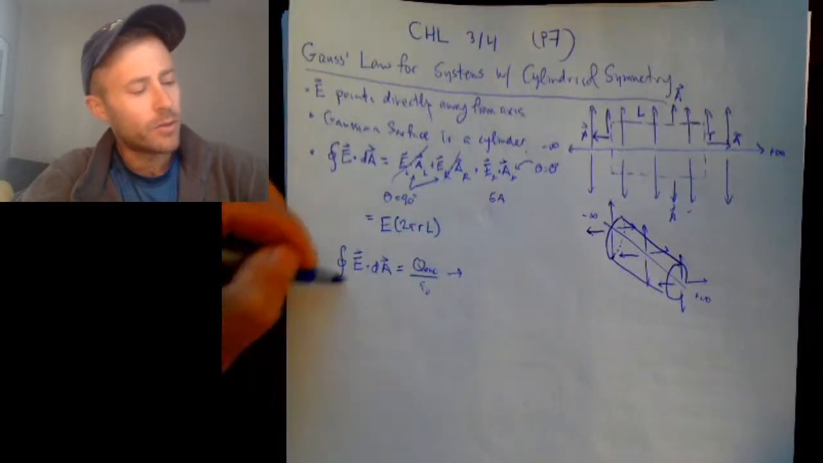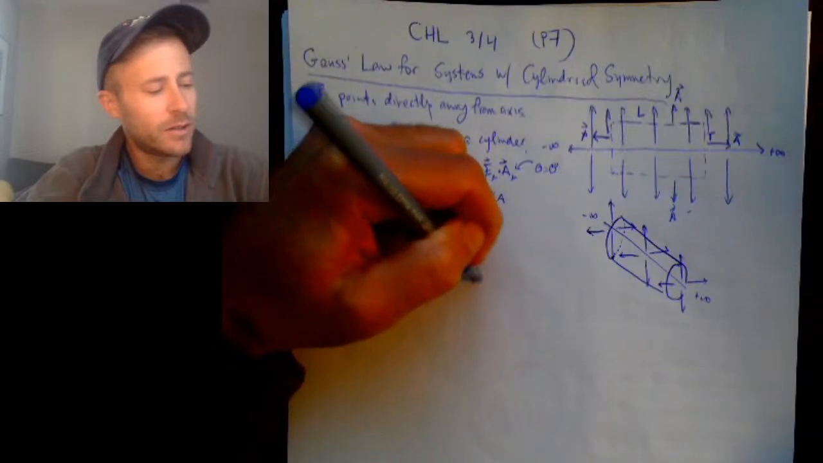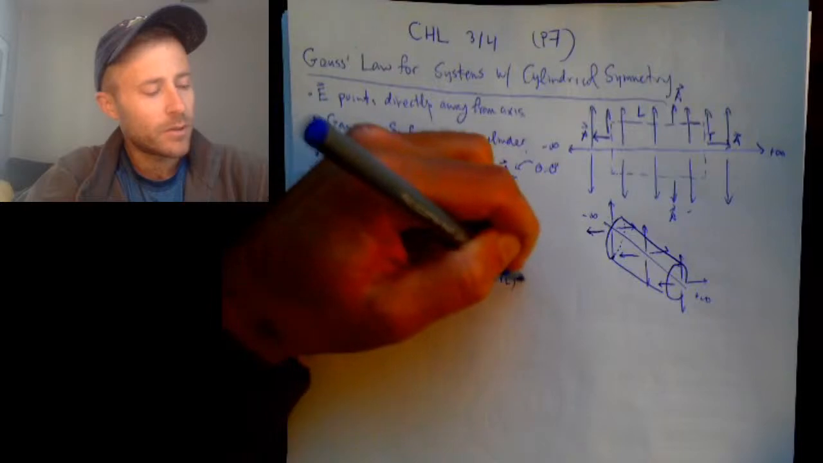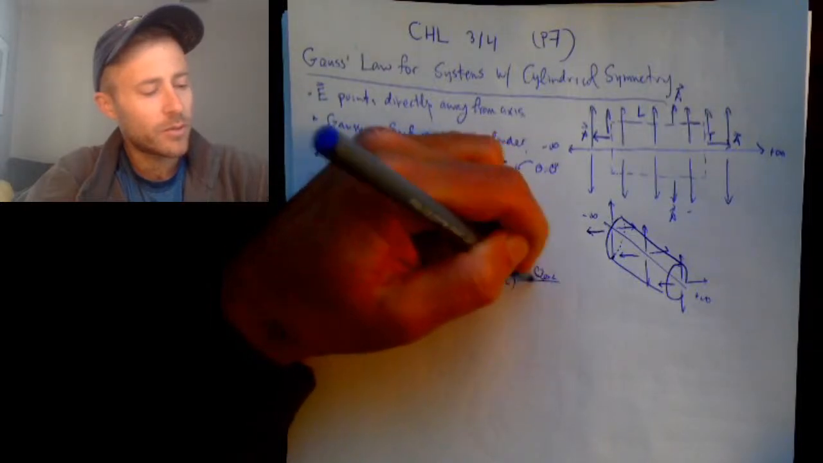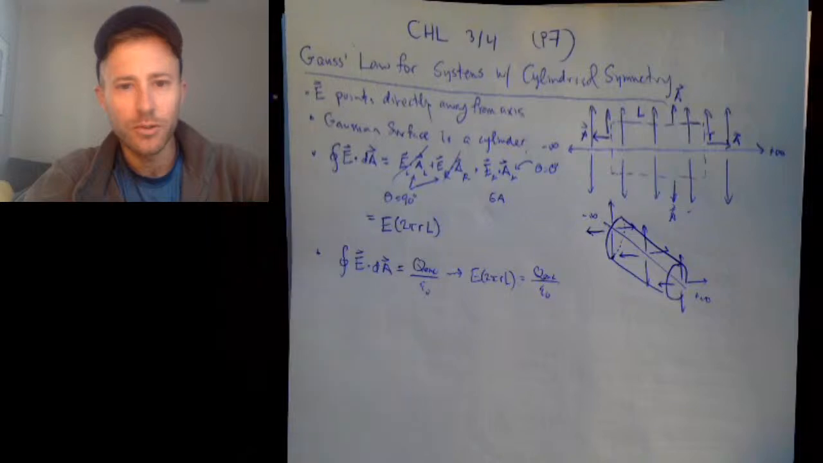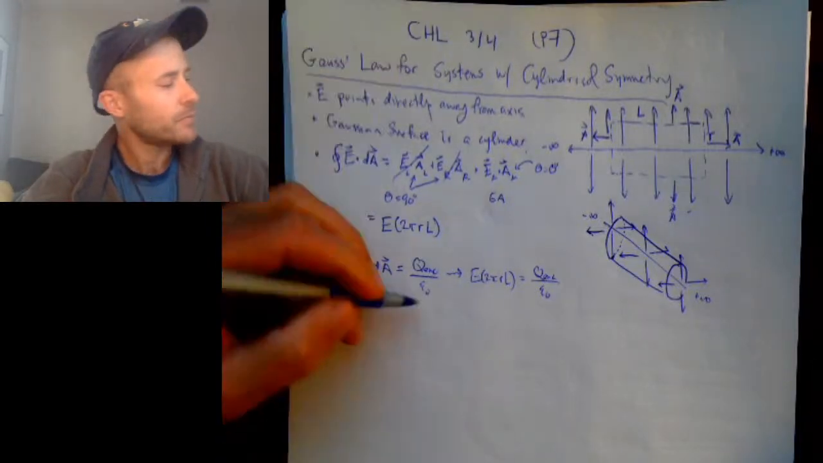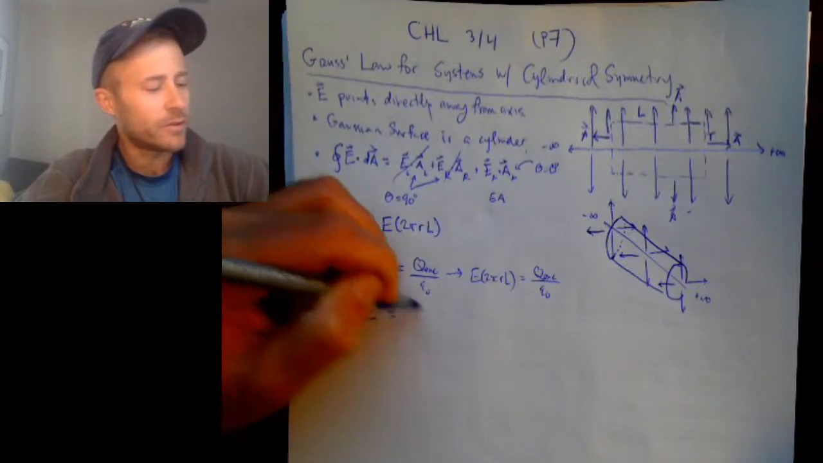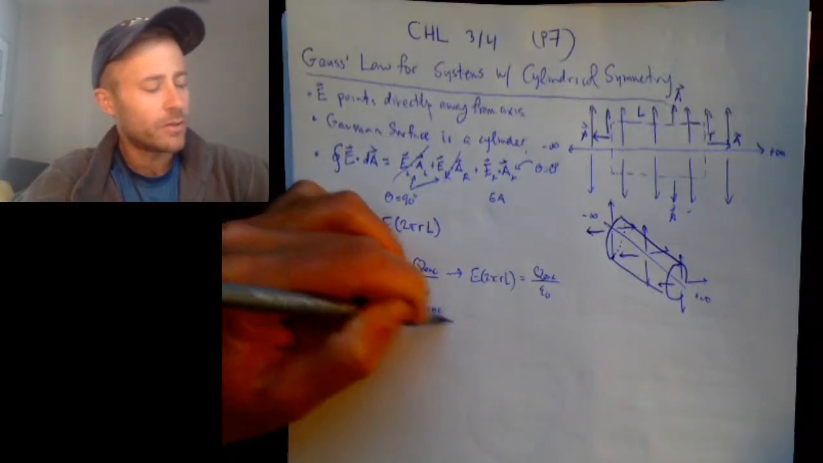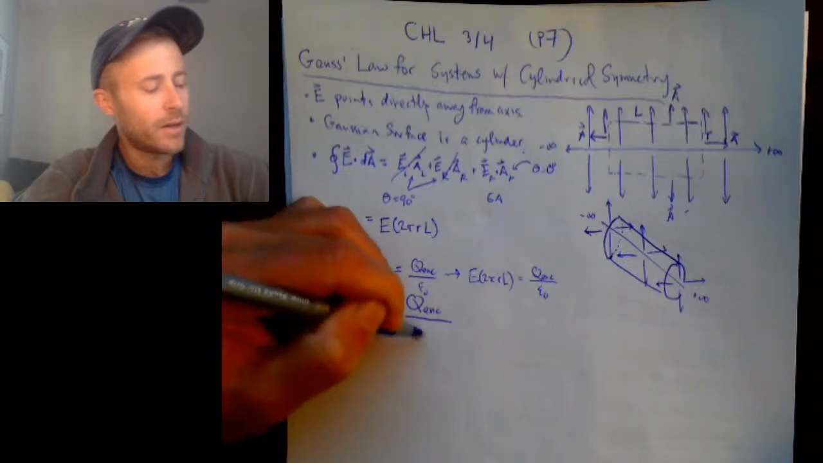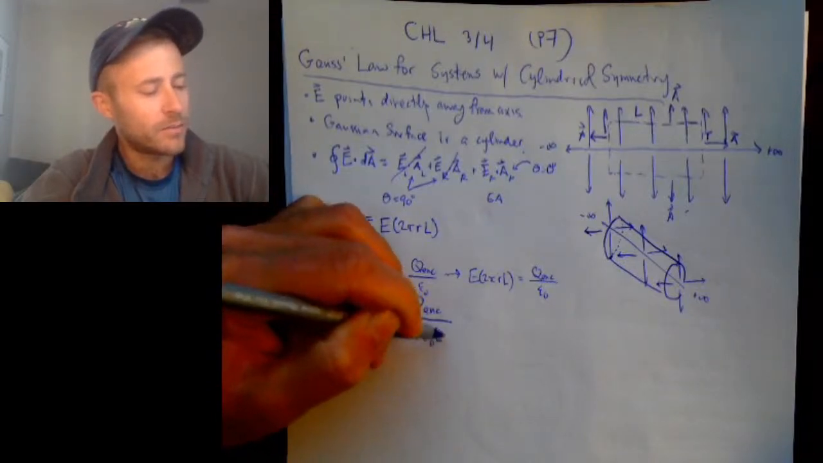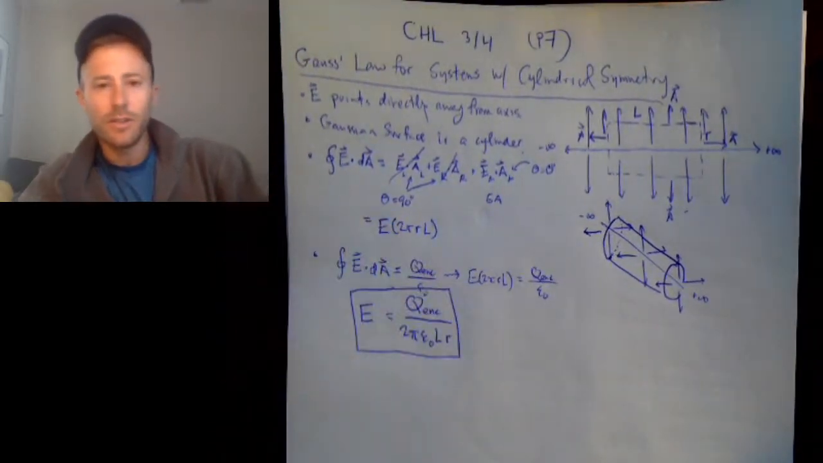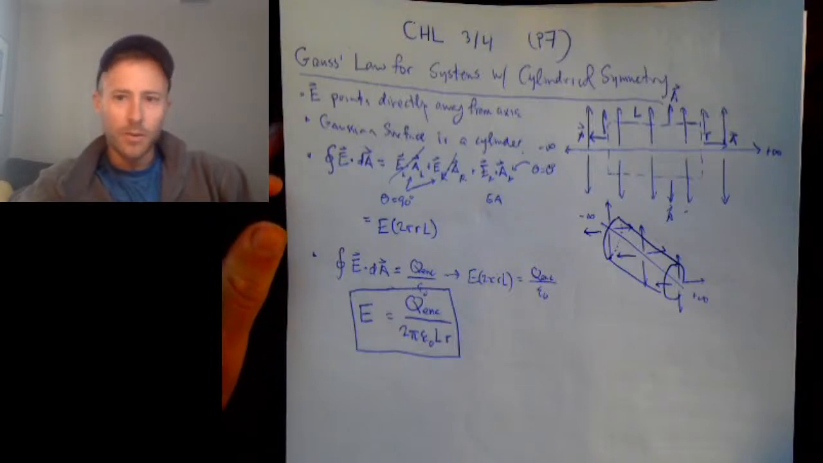And so we know that the left-hand side is E times 2 pi RL, and then the right side is charge enclosed over epsilon naught. Then divide both sides by 2 pi RL, and what we get is that the electric field is charge enclosed divided by 2 pi epsilon naught L R. Okay, so this is the formula for today.